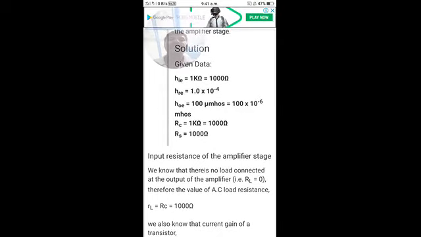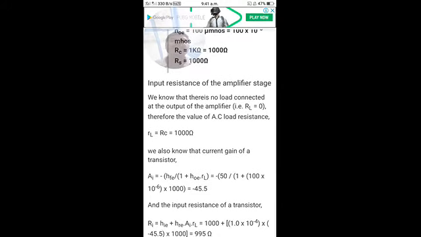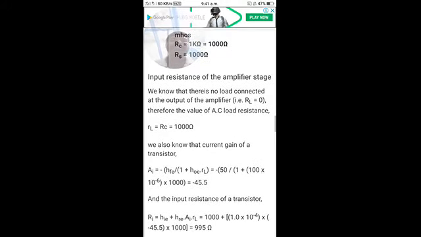First we'll start with the current gain. We know that there is no load connected at the output of the amplifier, so RL is 0. Therefore the value of the AC load resistance, the small RL, which is the combination of Rc and RL, since RL is 0, is nothing but equal to the collector resistor. Since there is no external load connected, the collector resistance acts as the load resistance.